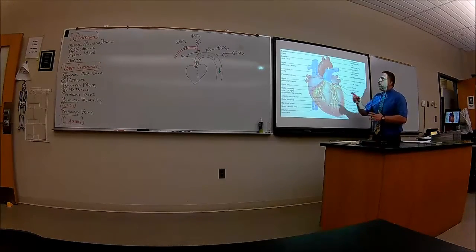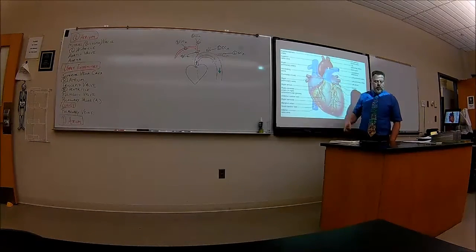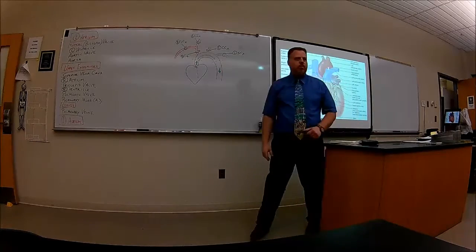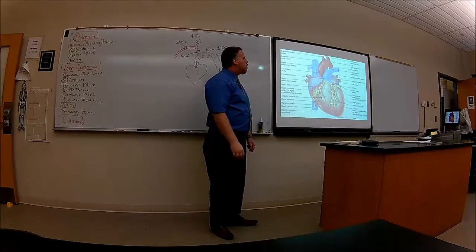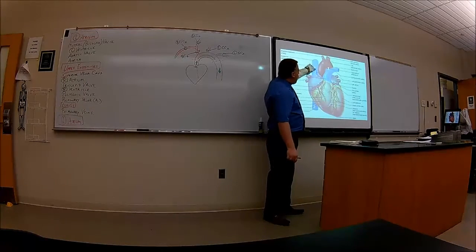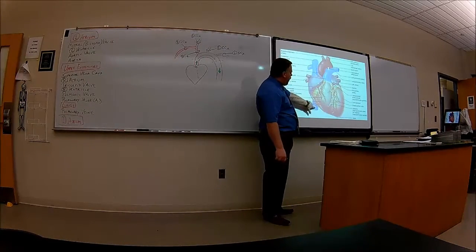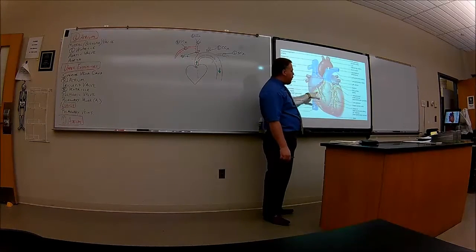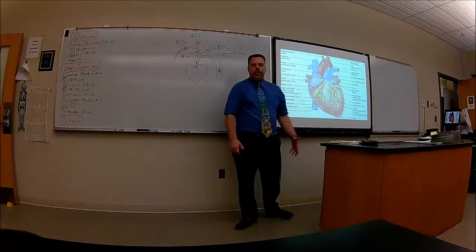Okay? And there's your 3 branches off the aorta. You'll also see the superior vena cava here and the inferior vena cava here. The inferior vena cava is going into the right atrium. You just can't see it from the anterior view.